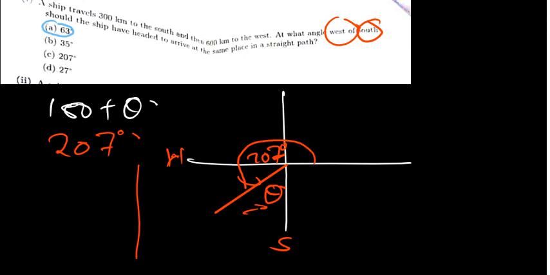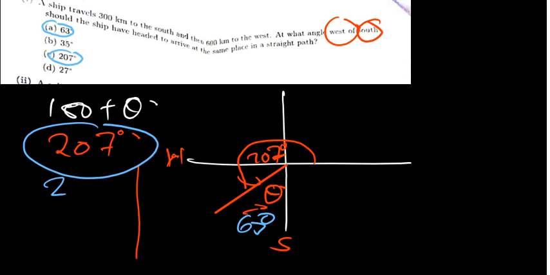Have you seen the trick part of this question? 63. So the answer here was A. Now, they included 207. They knew to say some of you are going to go for 207. They included 27 degrees. They knew to say some of you are going to go for 27. But the answer is 63, because we are trying to find the angle which is nearer south than west and not west than south.